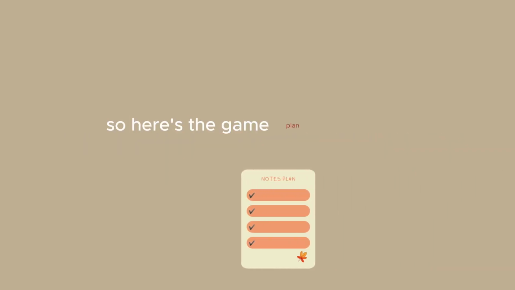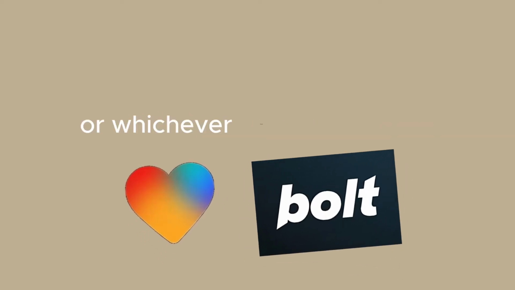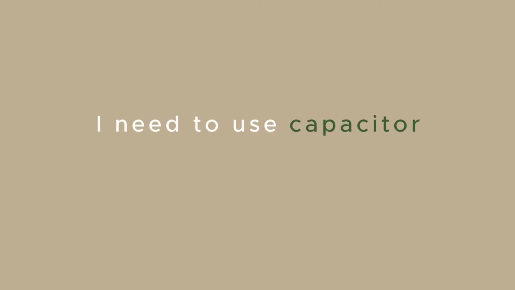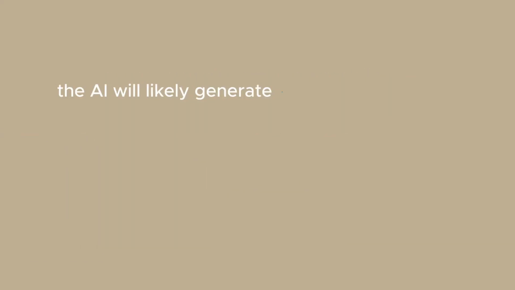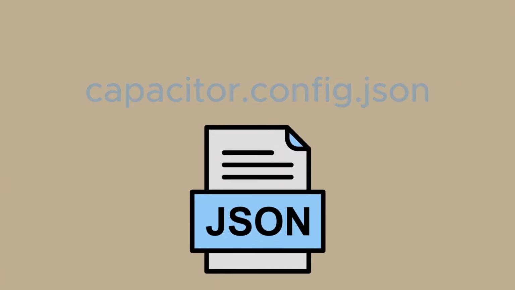So here's the game plan. Tell your AI, whether it's Lovable, bolt.new, or whichever tool you're using, politely tell it, hey buddy, I need to use Capacitor to turn my web app into a mobile app. The AI will likely generate a cute little file called capacitor.config.json and place it in your code folder. You can create this file manually too, of course, but I prefer making the AI do it because, well, why not?